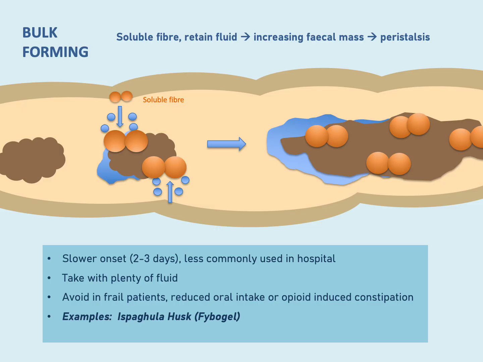These laxatives take a bit longer to work, and so we don't commonly use them in hospital settings or in acute settings. They also require patients to drink plenty of fluid, and they should be avoided in patients with reduced oral intake or if the patients are quite frail, as this means the patients aren't drinking enough water, and because of this it could actually worsen someone's constipation. This kind of laxative is great for someone who's drinking plenty of water and mobilizing well. An example of a bulk-forming laxative is Fibrogel, also known as ispaghula husk.